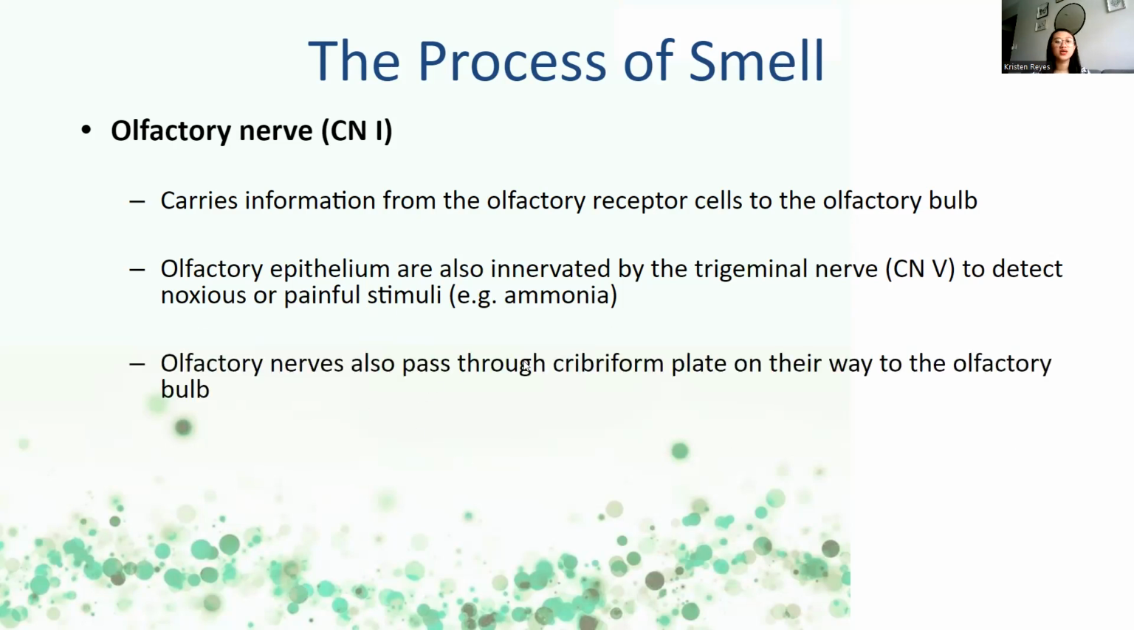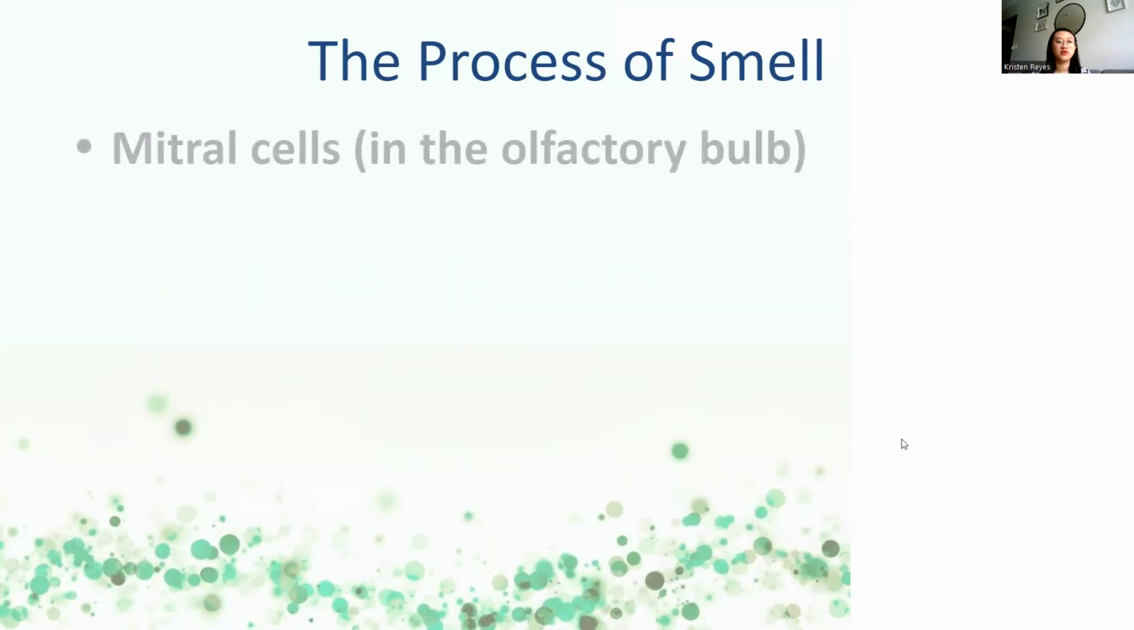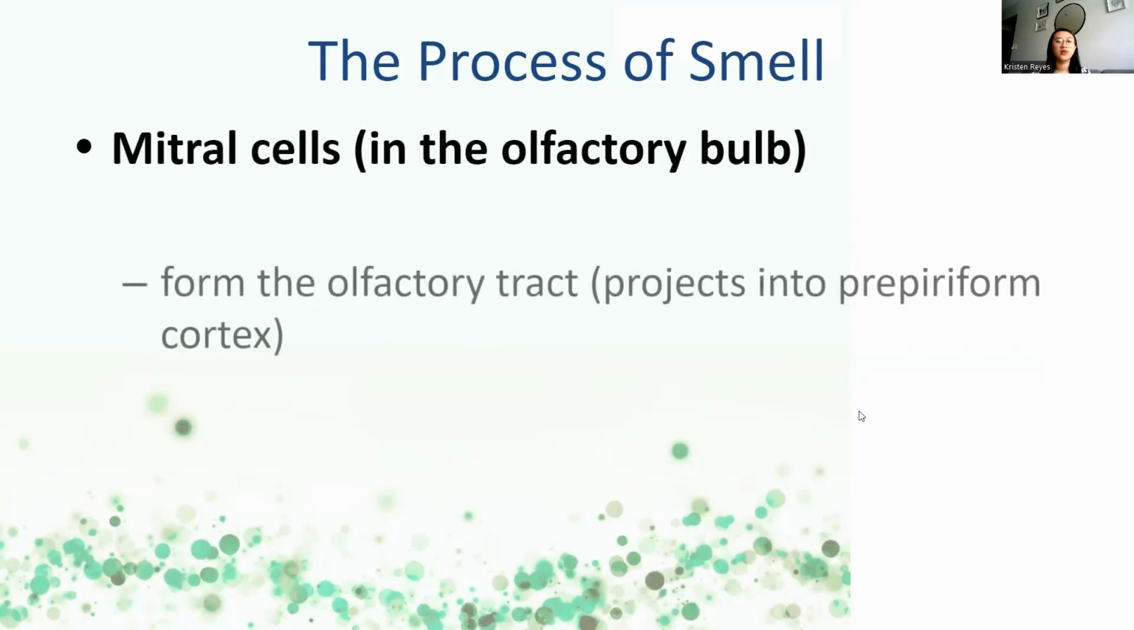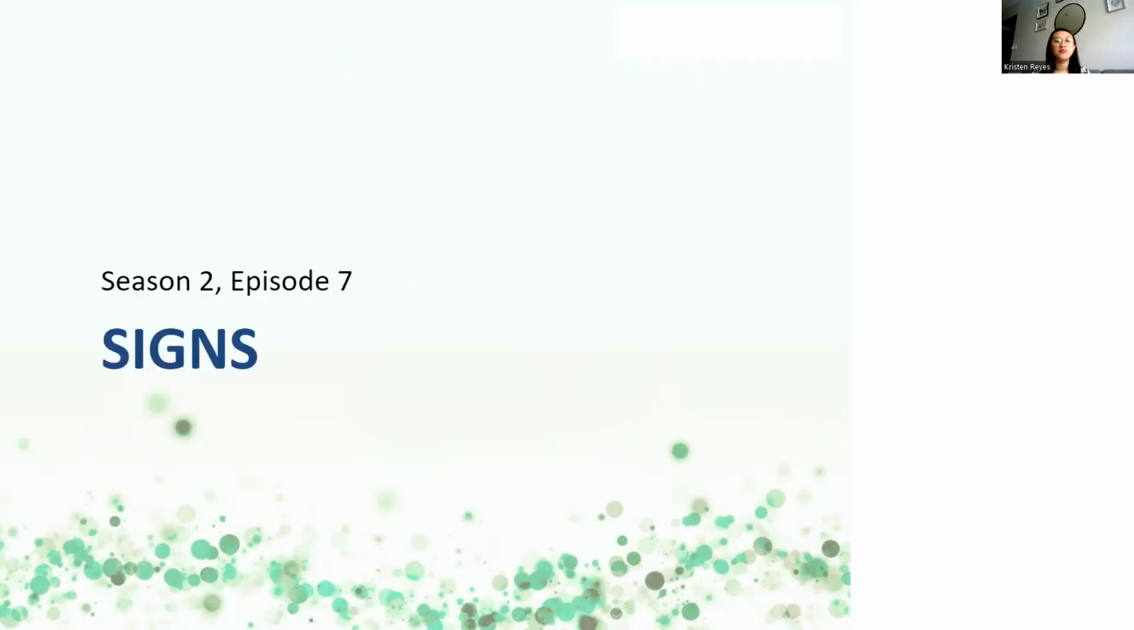Olfactory nerves also pass through the cribriform plate on their way to the olfactory bulb. So you have mitral cells in the olfactory bulb, which form the olfactory tract that projects into the prepiriform cortex, the brain, okay, where the sense of smell is interpreted.